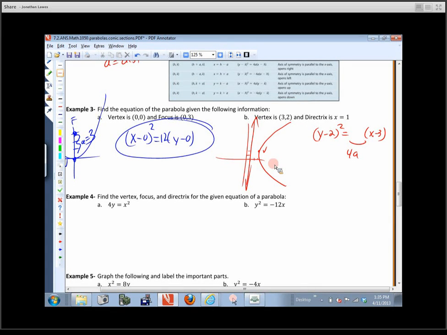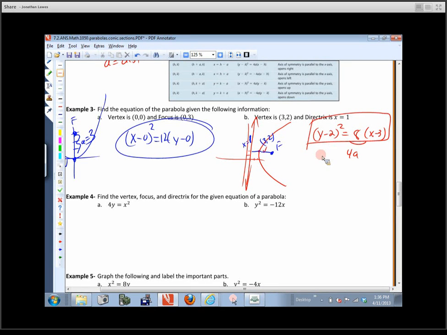How do we tell what a is? It's a distance. It's the distance from the directrix to the vertex and from the vertex to the focus. So that distance, if this is x equals 1 and this is the point (3, 2), how far is it from 1 to 3? 2. So that means our a is going to be 2. So what number goes here? 8. That is the answer.